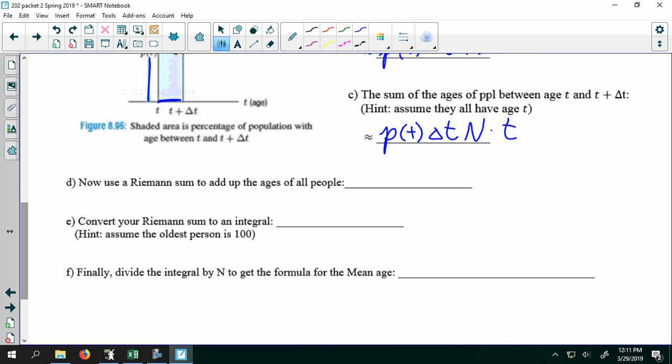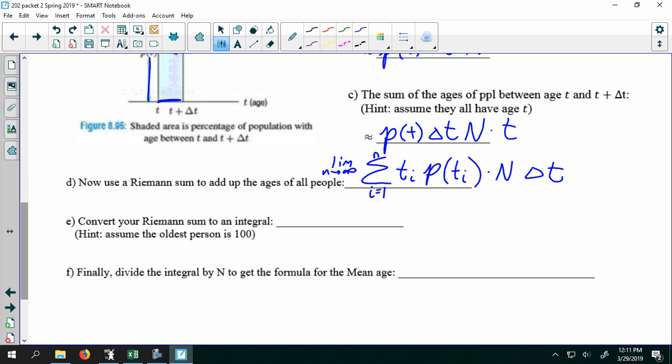Now we use a Riemann sum to add up the ages of all people. So I'm going to sum t sub i, p of t sub i times N delta t. i goes from 1 to n, and take the limit as little n goes to infinity. Little n is the number of rectangles, not the capital N number of people in the United States.